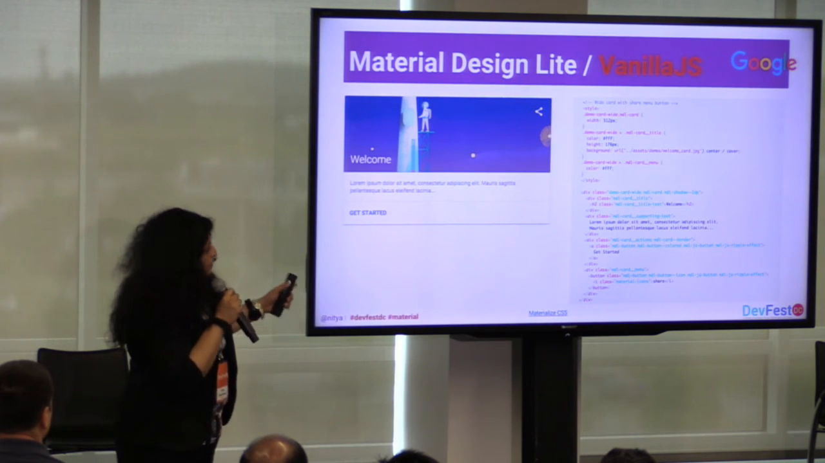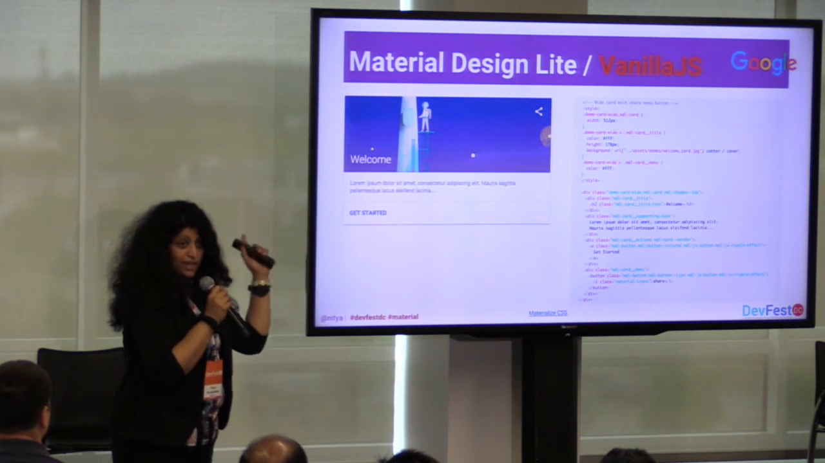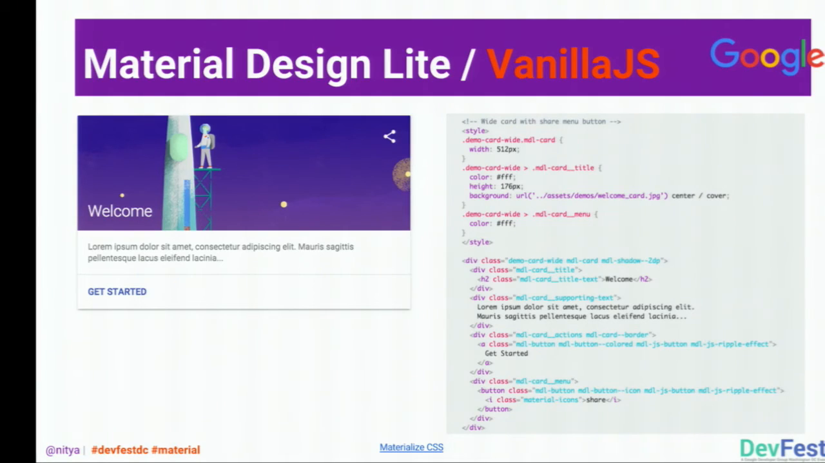This is Material Design Lite. So you can see the difference between Polymer and Material Design Lite. There, you literally had a named element called card, and it gave you that card.